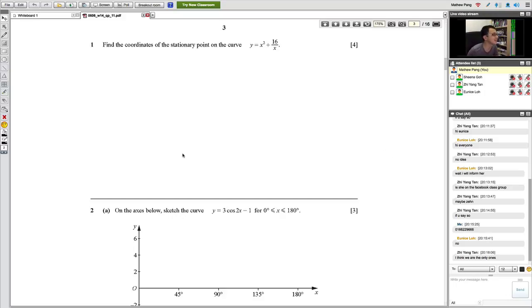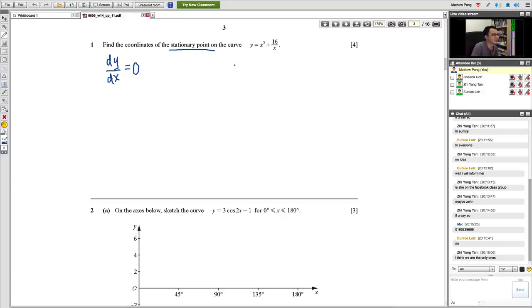Okay, first question. The question asks us to find the coordinate of the stationary point. So we know whenever we see the word stationary point, it means dy/dx equals 0. Okay, that means differentiate, you will get 0. So it's very easy.